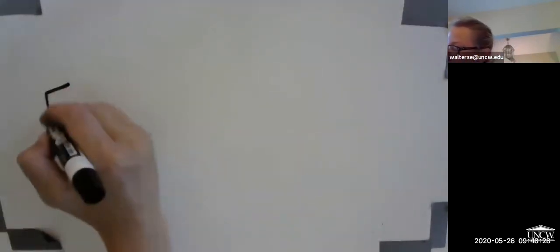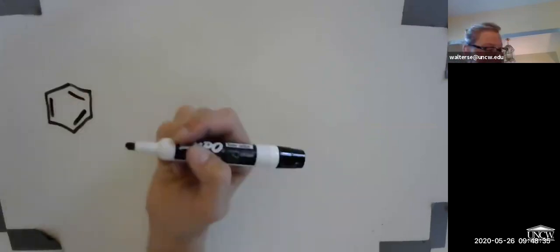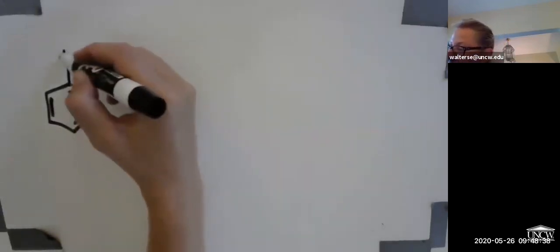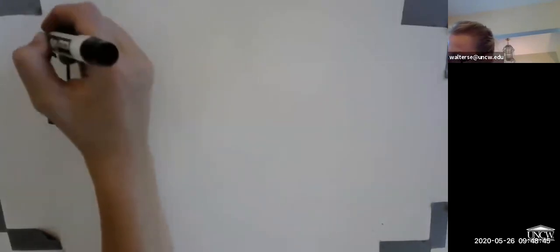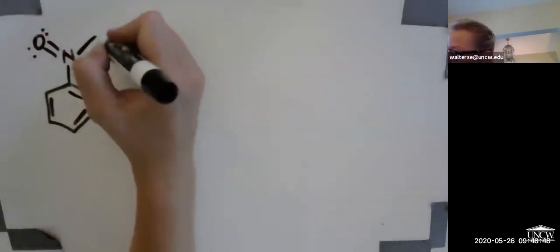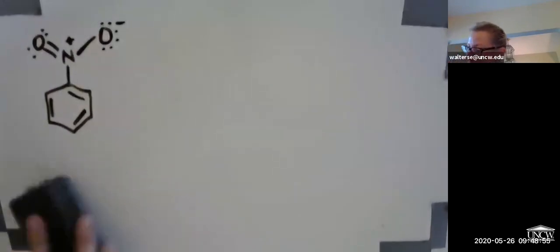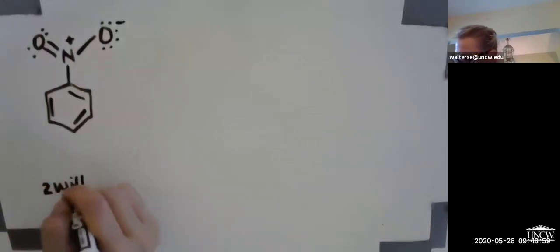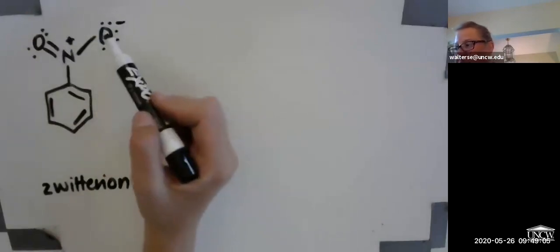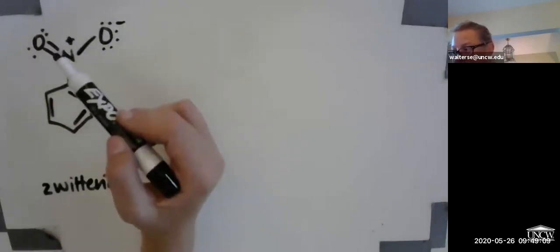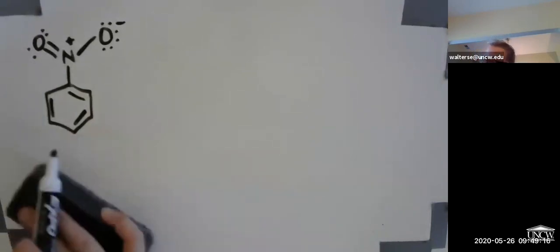So the structure I want you to work with has a 6-membered ring with alternating single and double bonds. Now this bit up here is called the nitro group. And nitro groups, it's a weird word, I'll have to write it out. It's called a zwitterion. It's when you have a completely normal structure that's neutral, but you have atoms that always carry charge. Okay, so that's your structure.